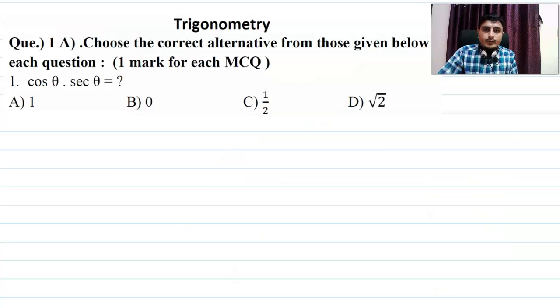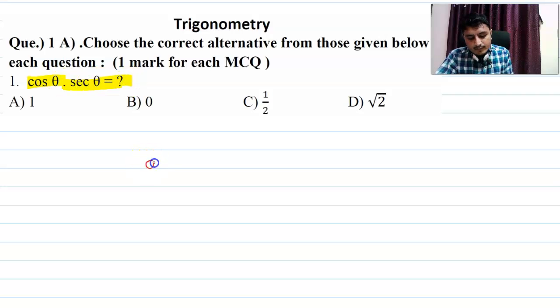In this lecture, we are going to discuss the chapter Trigonometry from paper second, that is Geometry. All questions are from the question bank provided by Maharashtra State Board. Look at the first question, 1 mark each question. We have the MCQs. It is of the form cos of theta into sec of theta is equal to.